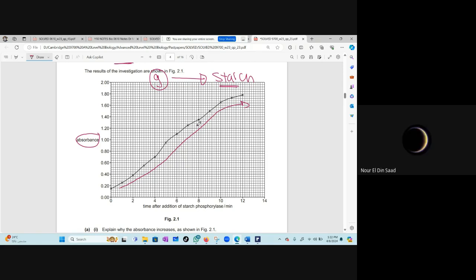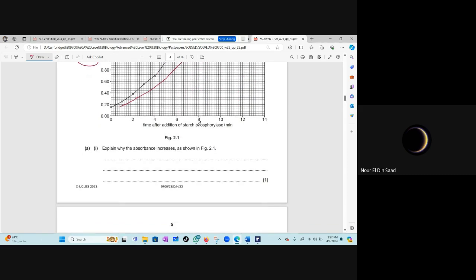Because the more starch is... the iodine breaks more starch. No, the iodine doesn't break more starch. The iodine detects the presence of starch. It makes it darker. Okay, yes. So the more the starch, the darker the color. That is why it's going to show me or give me a higher absorbency.